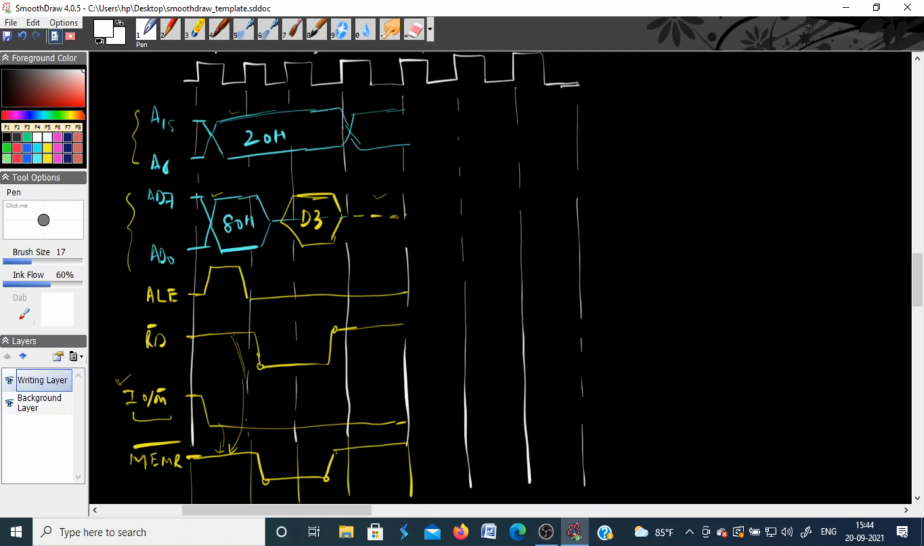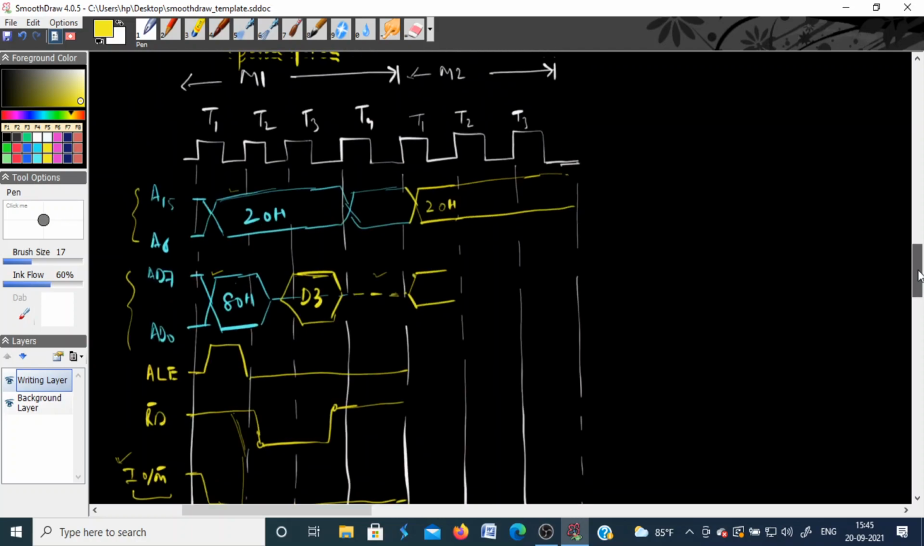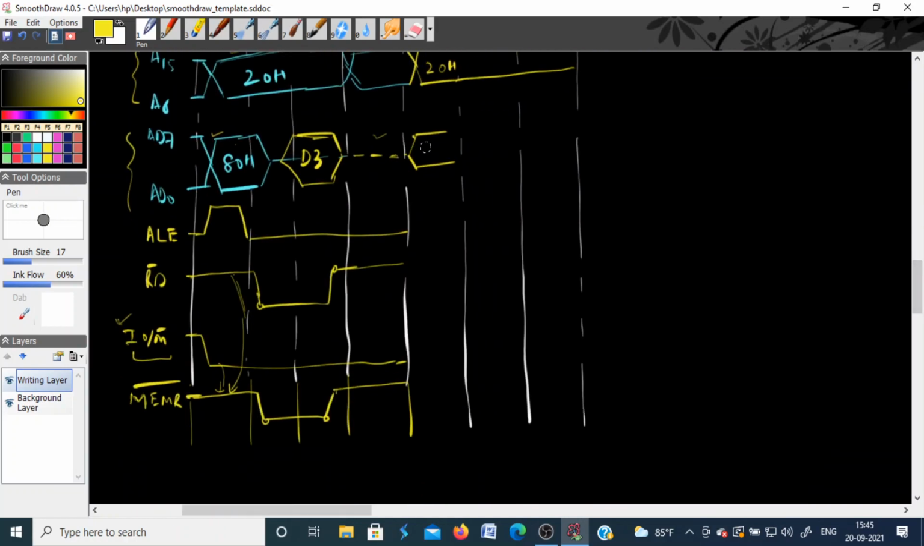In the memory read cycle, again you know what has to be done. The processor will first place the next address, which is 2081. So it will again place 20H on the higher order bits, and to place the lower order address, that is 2081, 81 is placed on the lower 8 bits. Again your ALE goes from 0 to 1.